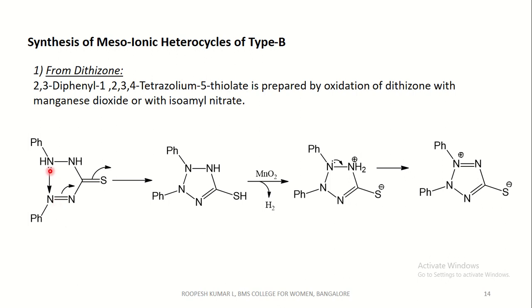Here the lone pair on nitrogen attacks here. This shifts to form a double bond. This forms a thiol. This is actually dithizone. This on oxidation with manganese dioxide, we get this one. That is, it gets oxidized here. The lone pair on nitrogen shifts here with the elimination of hydrogen. We get 2,3-diphenyl 1,2,3,4-tetrazolium thiolate.